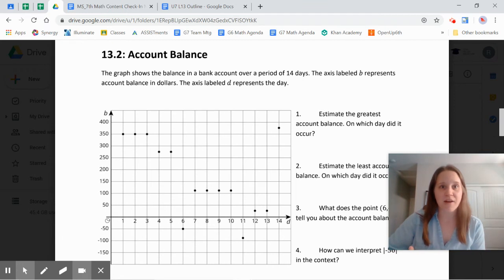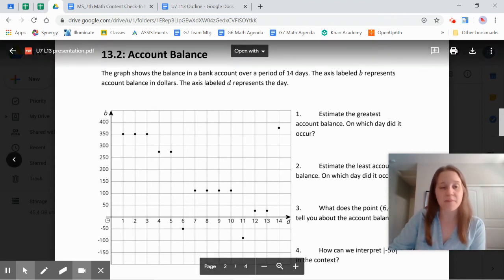If you borrow money from a bank or you spend money on your credit card, that's like borrowing money. You can end up with a negative account balance if you owe money or you have borrowed money. Okay, so this lends itself really well to looking at data on a coordinate plane.